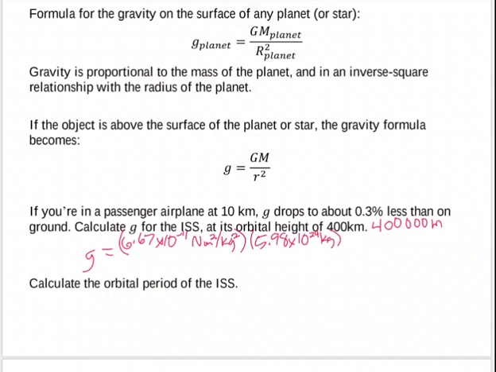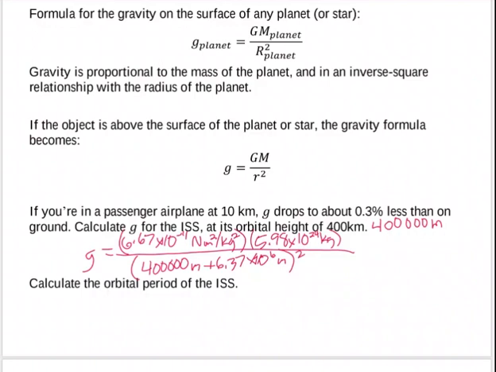All over the radius, which we're going to have to know. So it's 400,000 meters, plus the radius of the Earth. The radius of the Earth is 6.37 times 10 to the 6th meters. All of that is squared.